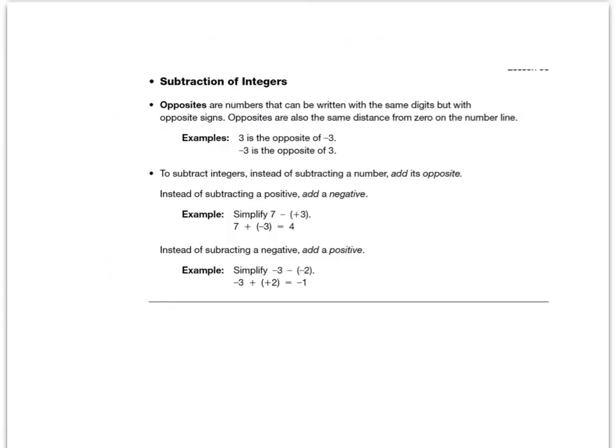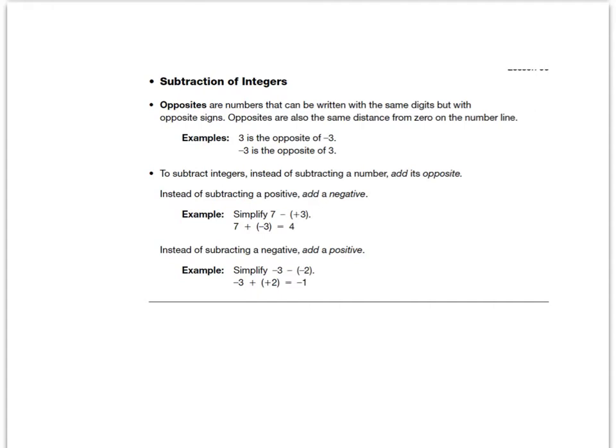So the subtraction of integers has to do with opposites being numbers that can be written with the same digits but the opposite sign. So that would be when we have our 3 and our negative 3 are opposites. Also, the reverse always works. Negative 3 is also the opposite of positive 3. And they're the same distance from 0 on a number line. To subtract our integers, instead of subtracting, we can add the opposite.